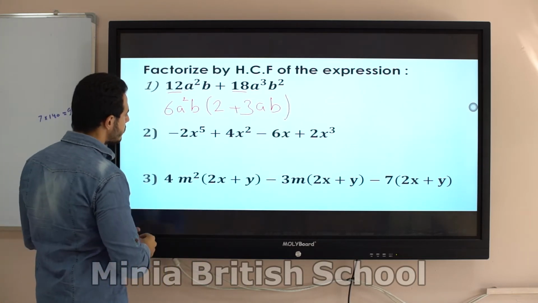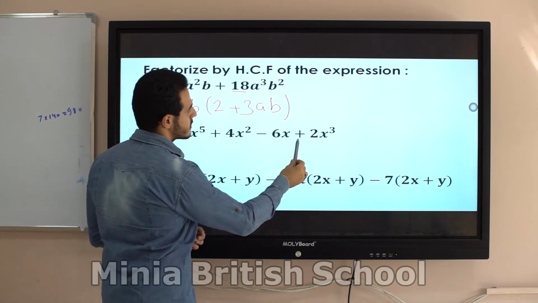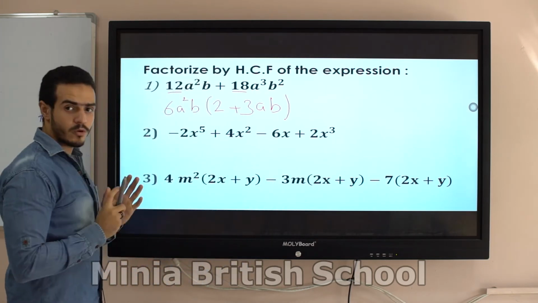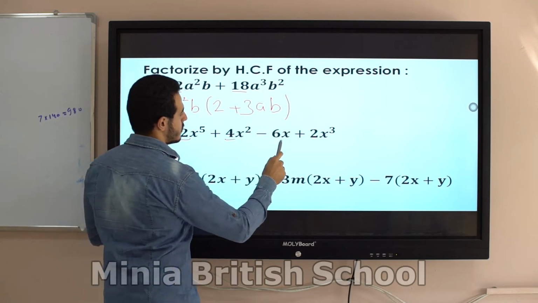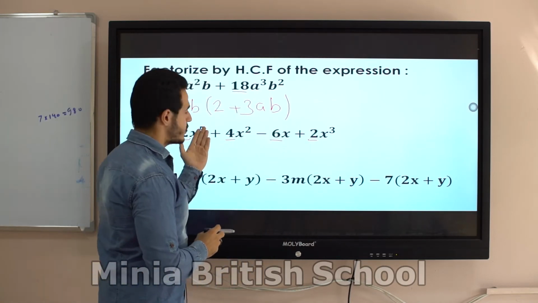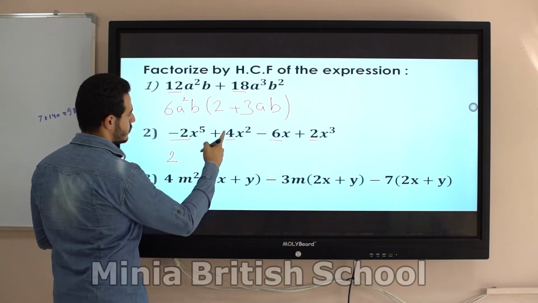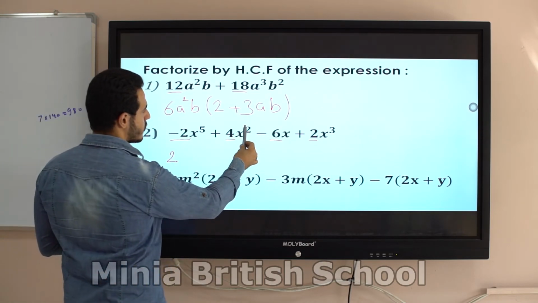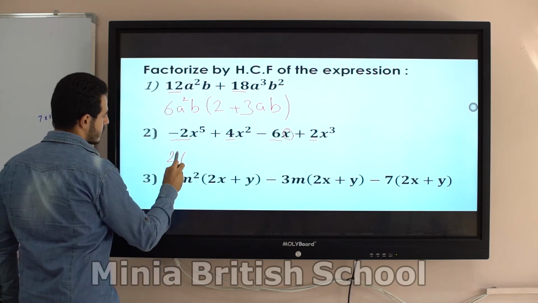Second one. Negative 2x power 5 plus 4x power 2 minus 6x plus 2x power 3. Now, look to the coefficients, okay? It's negative 2, 4, 6, 2. The highest common factor of these coefficients is 2, okay? So I will take 2 from all. Look to x now, x power 5, x power 2, x power 3. I will take the lowest power, x power 1.